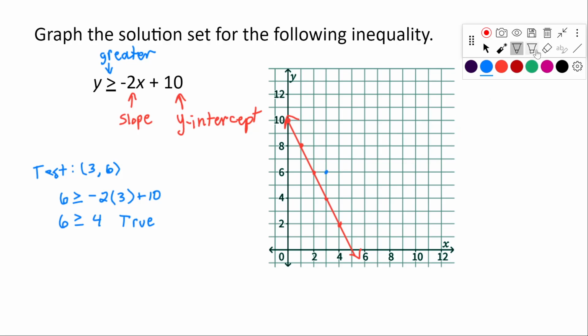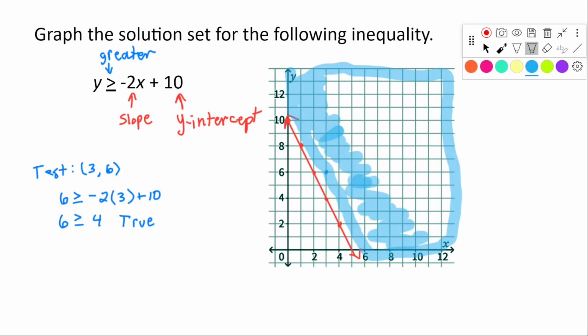So when we shade, we're going to shade the side, the half plane that includes that point, which is all of this here. So this is our shaded region. This becomes our solution set. The equal to part is the solid line. So all the points that are on the line, as well as all of the points that are in that shaded blue region, are part of the solution set.